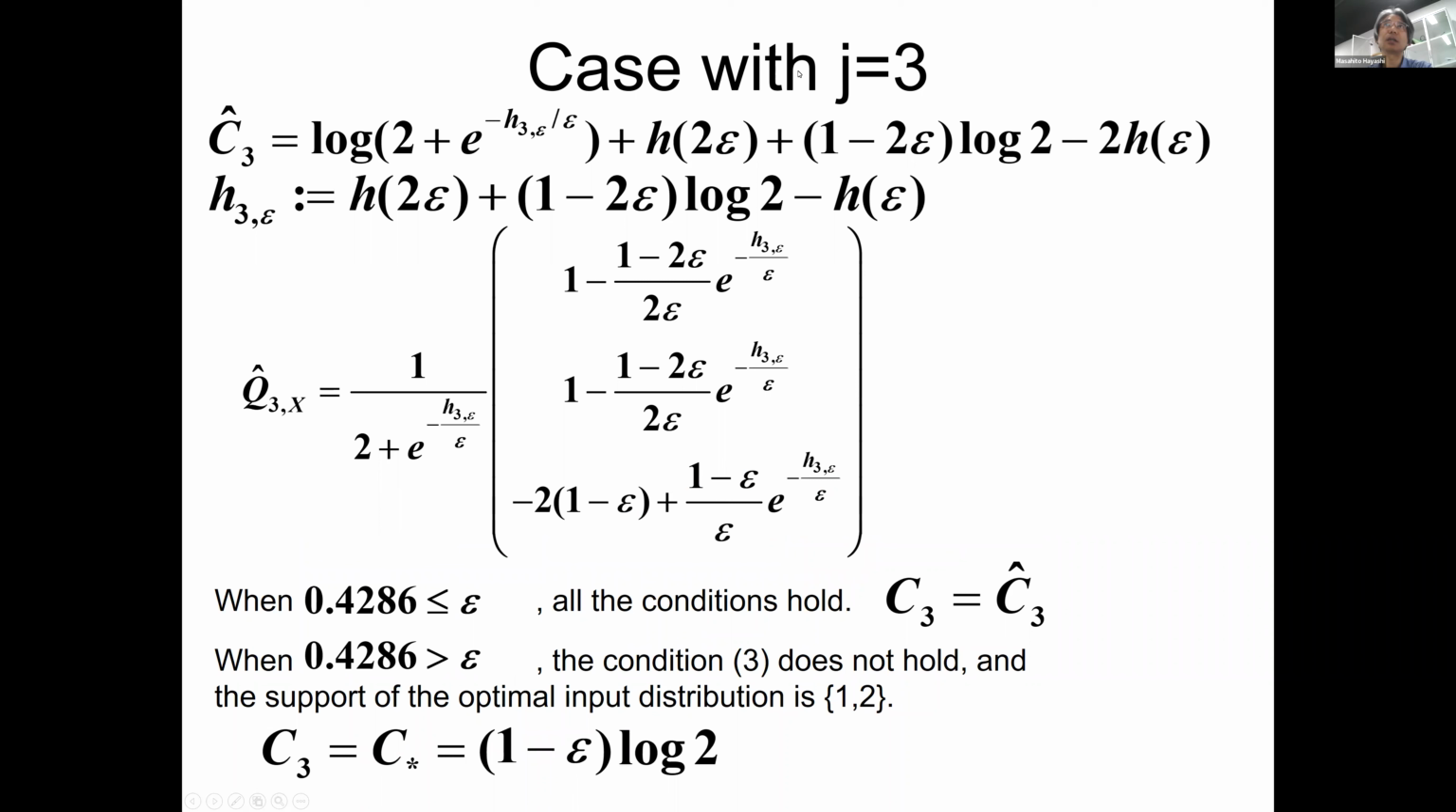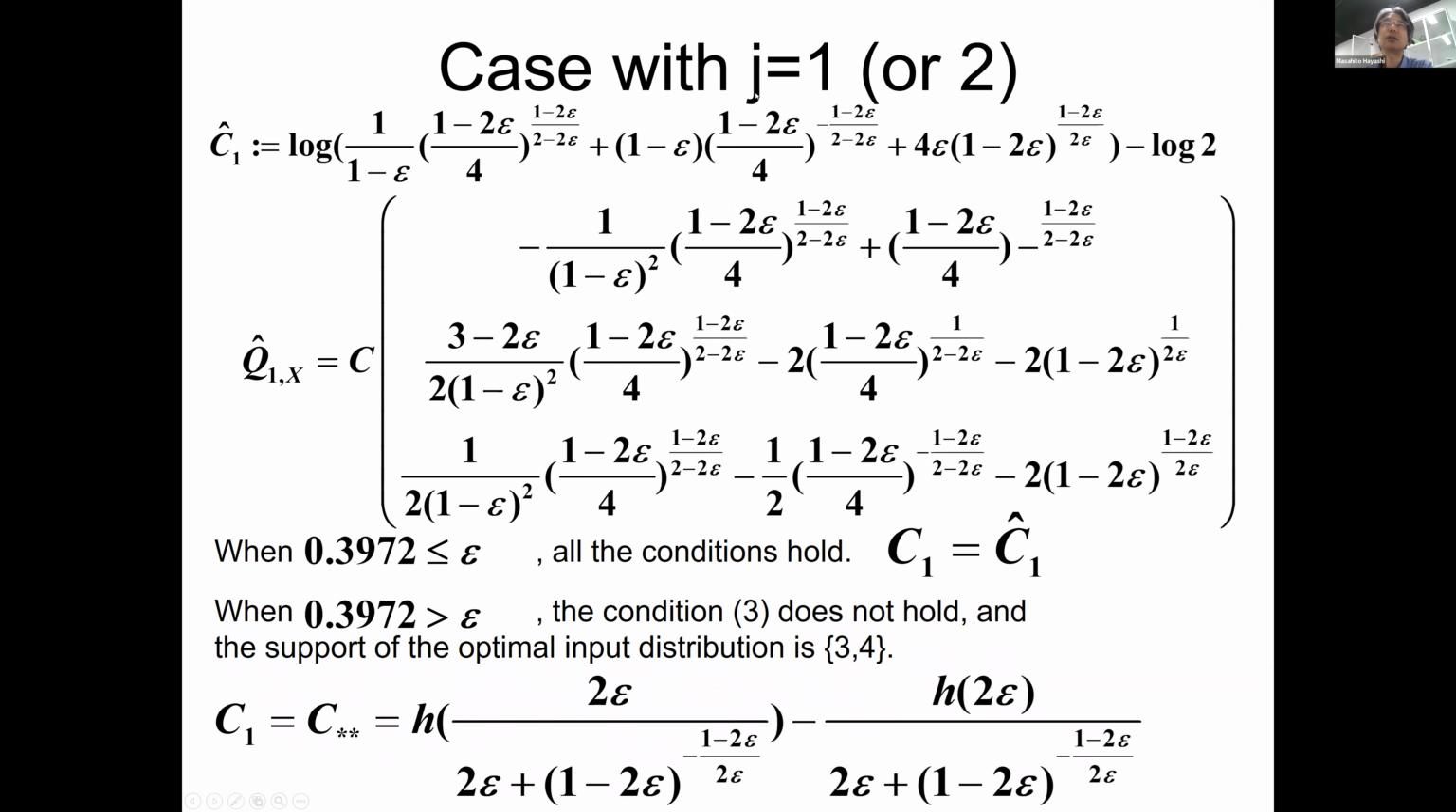Secondly, we consider the case J equals 3. In that case, C hat is calculated in this way, H3 epsilon is given by this, and the Q hat function is calculated in this way. When epsilon is greater than this threshold, all conditions hold, and C3 equals the above C3 hat. Otherwise, condition 3 does not hold, and the support of the optimal input distribution is 1 and 2. So in that case, the capacity C3 equals C star in this way.